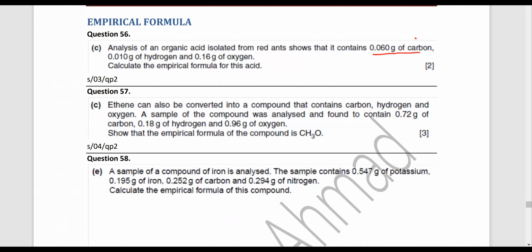Is this clear? Yes or no? Sidra, clear है? है ना? Yes.